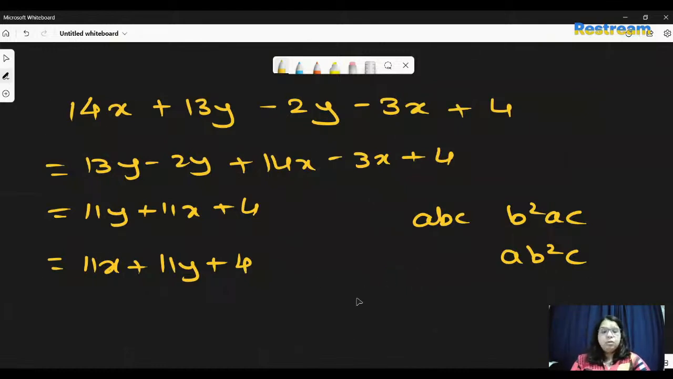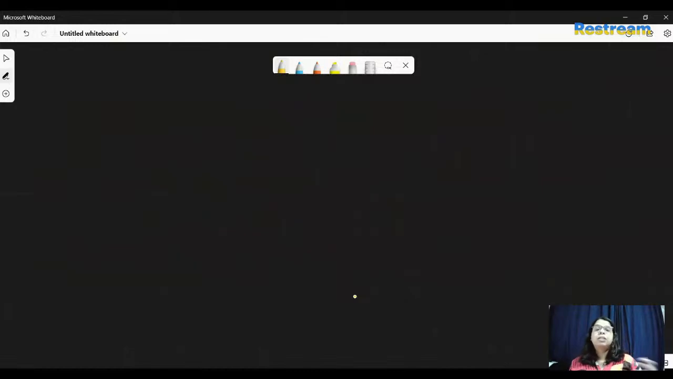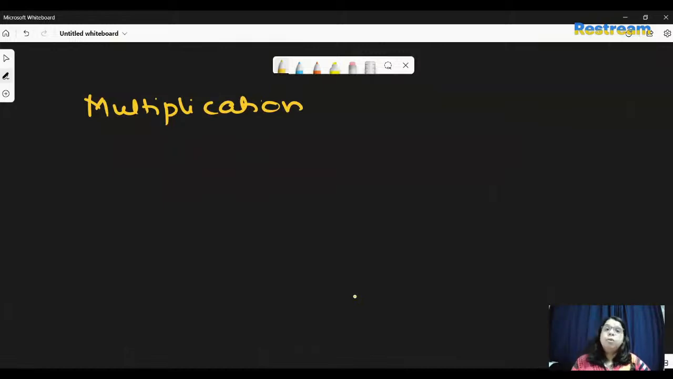Okay, now let's go into multiplication and division. So we are first going to start with multiplication. Now you have to remember that multiplication can be done for both like and unlike terms.